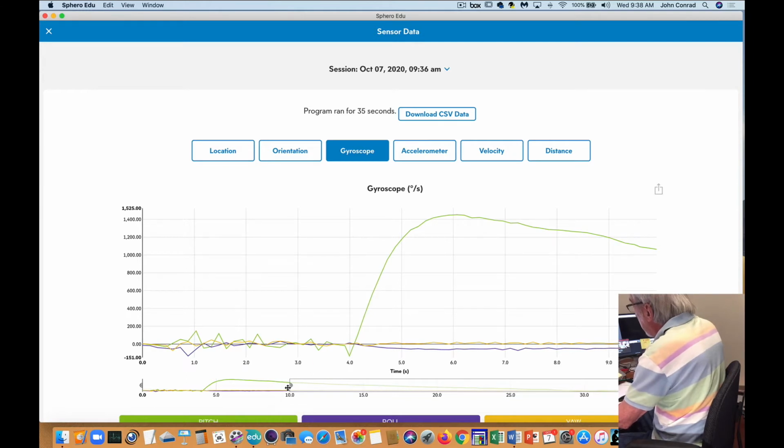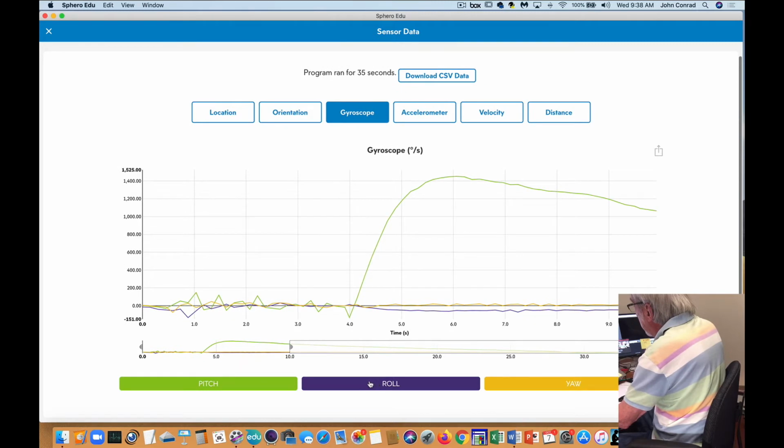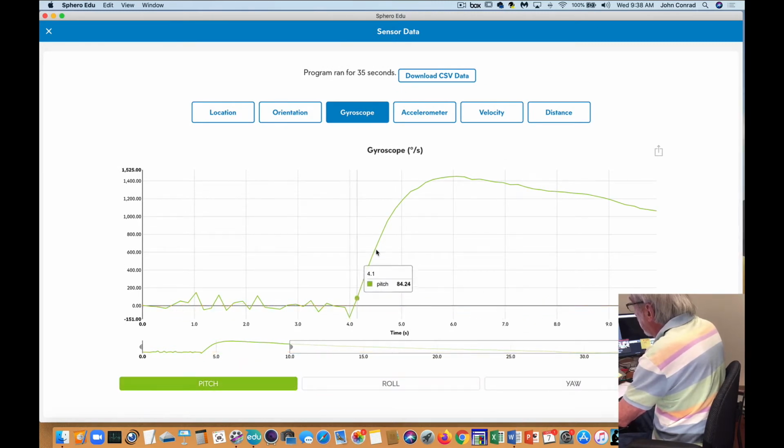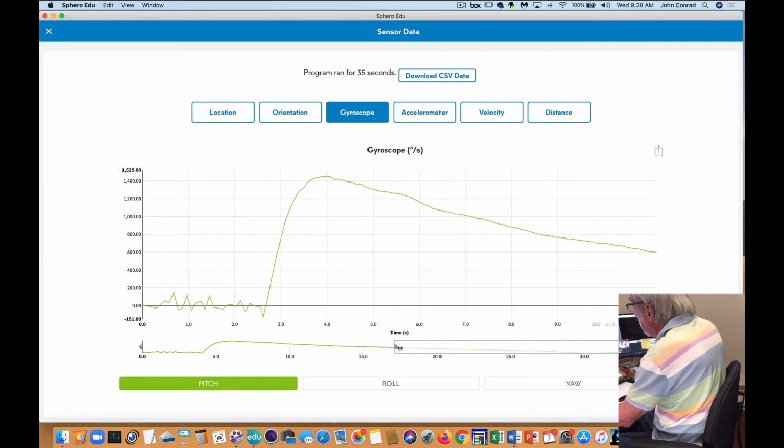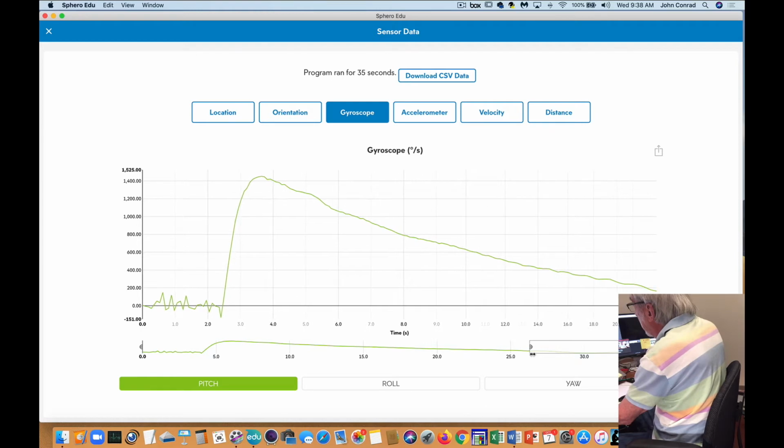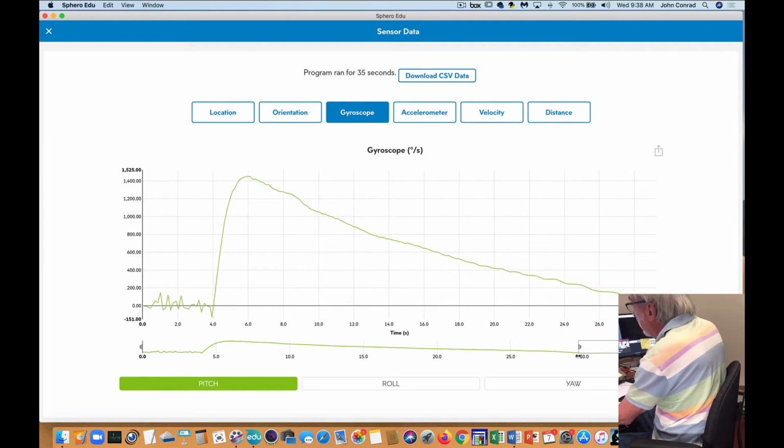So I come down here, and the only thing I care about is the pitch angle, so I can get rid of the roll and the yaw. It's just this green curve that I care about. I'll pull this slider over to the right to see the entire time history of omega versus time. Okay, here's where I started it. Peak there at about 1500, went down to 0, overshot a little bit like that. So there's the gyroscope data for the pitch angle.